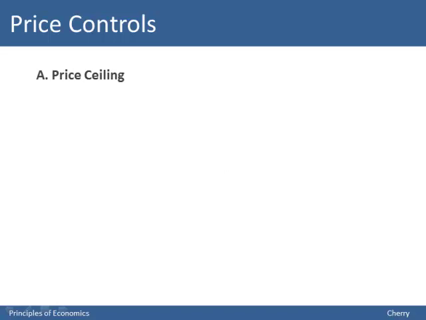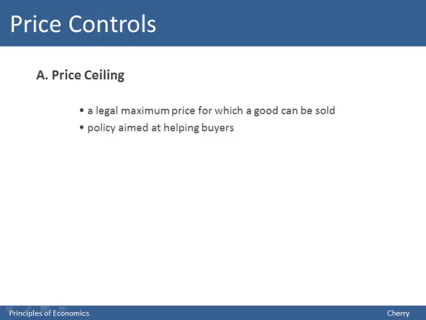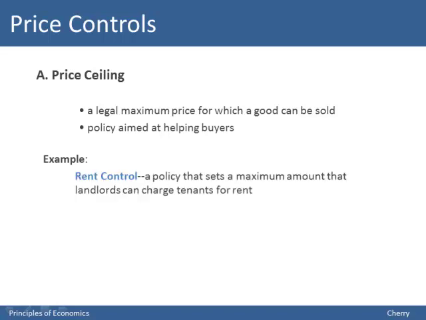So first we're going to look at a price ceiling. This is when you have a legal maximum price for which a good can be sold. These policies are aimed at helping buyers. An example would be rent control. Rent control sets the maximum amount that landlords can charge tenants for rent. So if you limit prices to be at or below a certain level, then that's going to help buyers. It's going to restrict what the seller can charge the buyer.